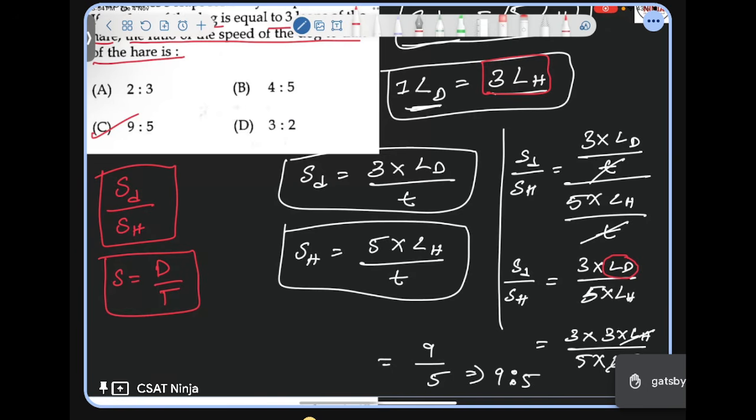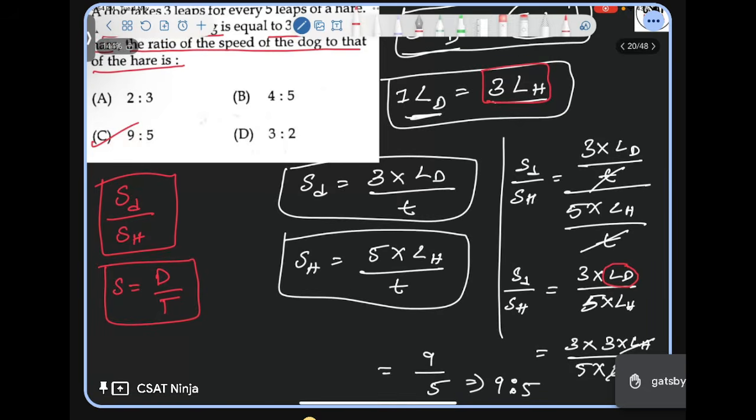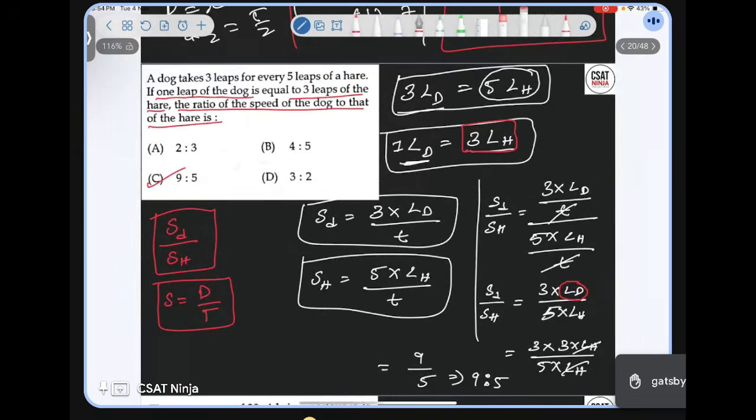Any doubts there? If you're clear with that, I'll move on. The only tricky part was this assumption. After assuming that and reaching this point, you put this value here, and then you'll get the answer, okay?